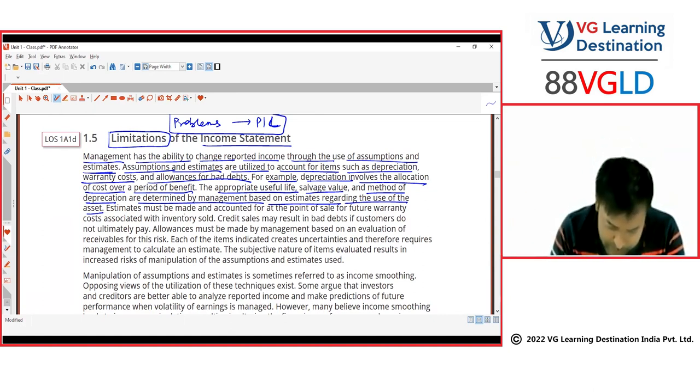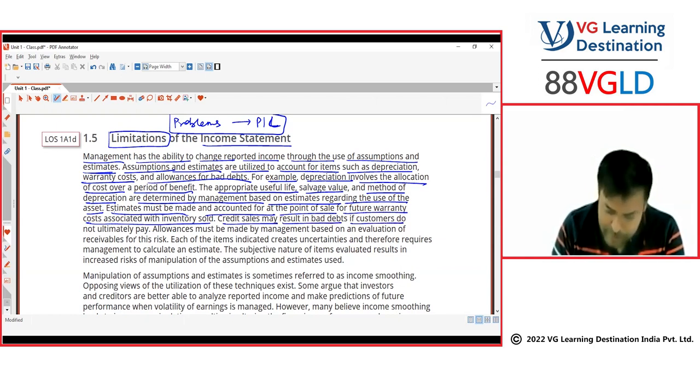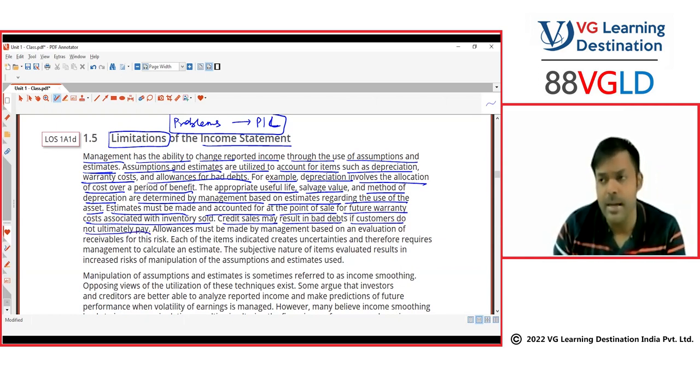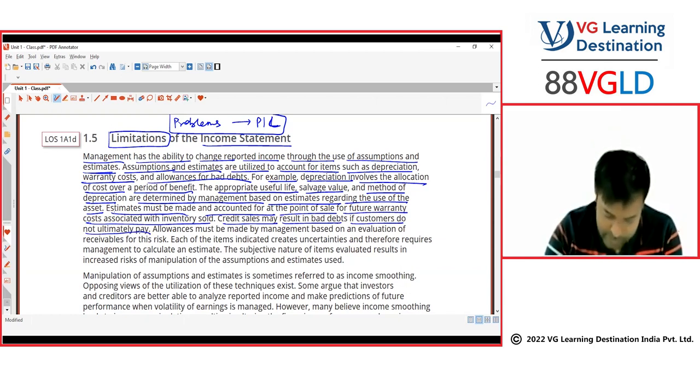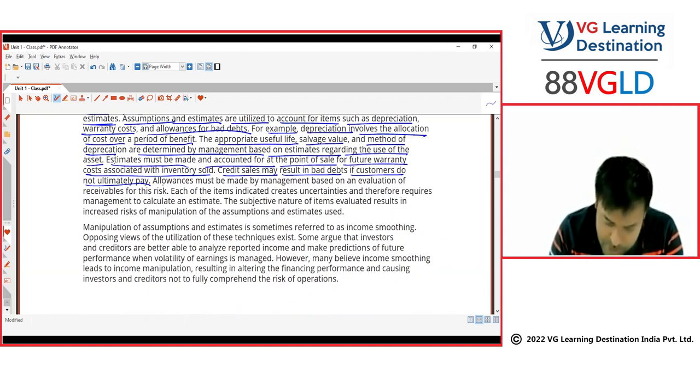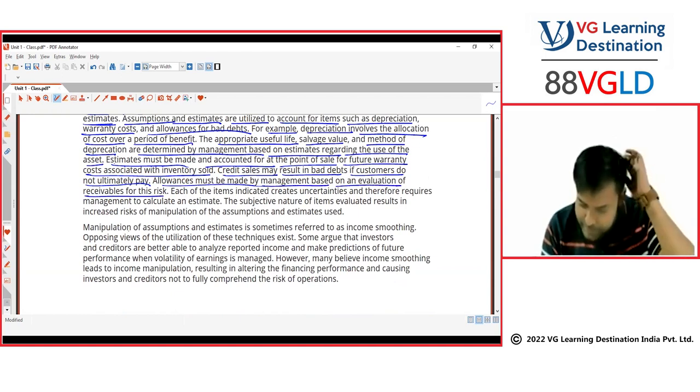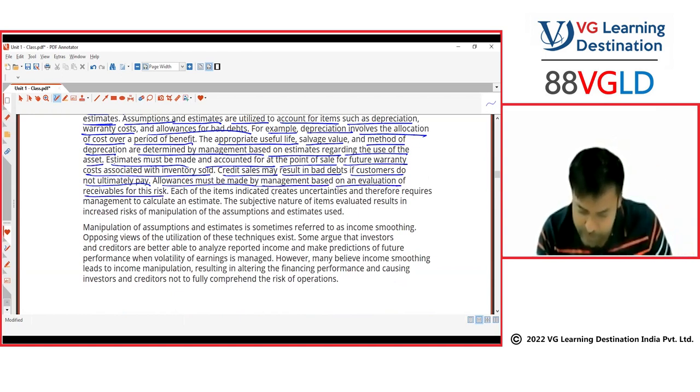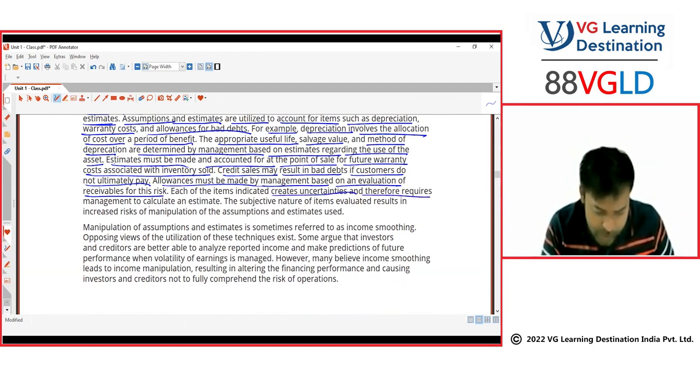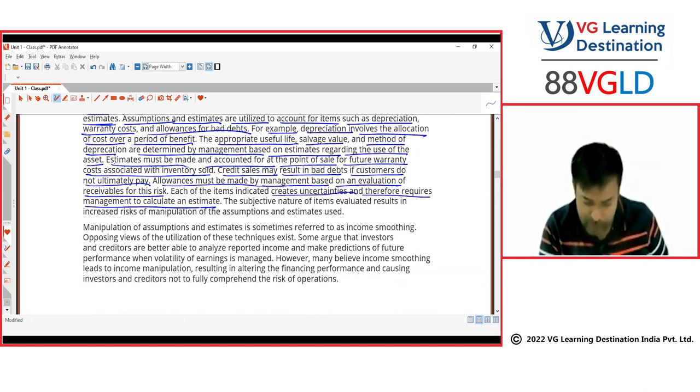Estimates must be made and accounted for at point of sale for a future warranty associated with the inventory sold. Credit sales may result in bad debts if the customer does not pay on time. I'm sure you must be aware of what bad debts are. Bad debts obviously happen whenever you're making credit sales. Allowances must be made by the management based on the evaluation of the receivables for the risk. Each of the items indicated creates uncertainties and therefore requires the management to calculate the estimate of that also.